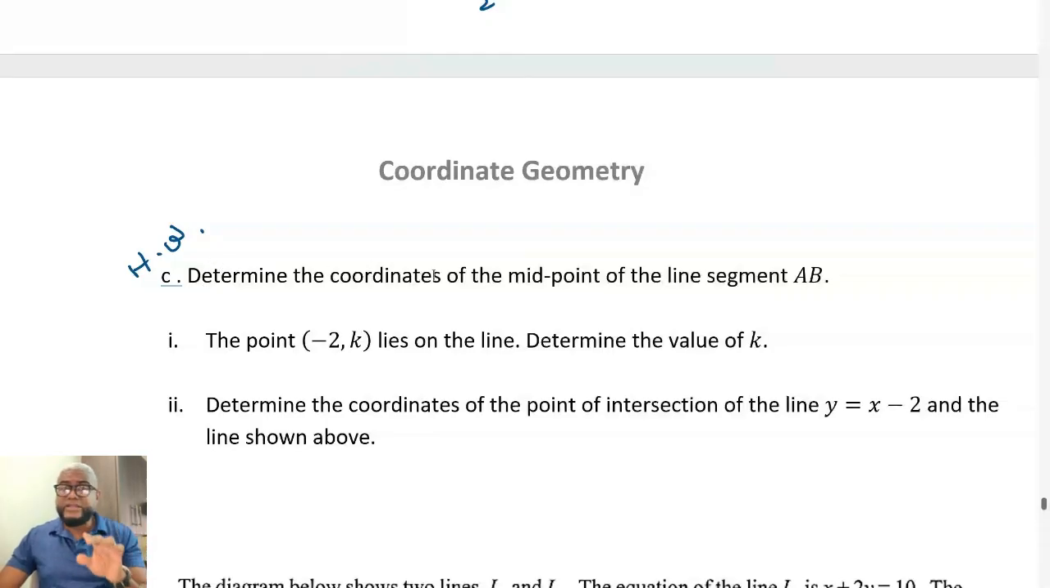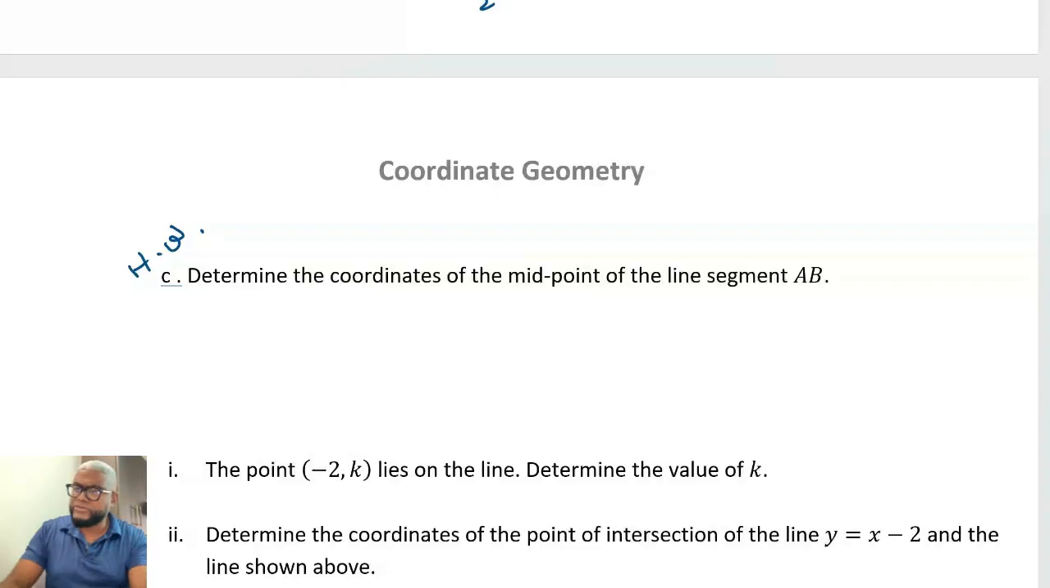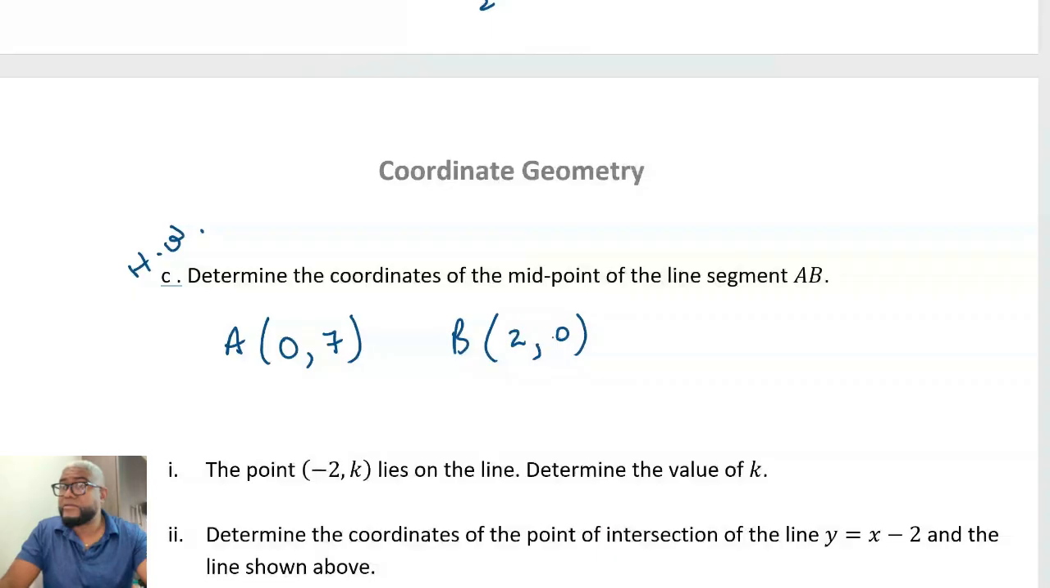So let me go. Determine the coordinates of the midpoint of the line segment AB, right? Nobody did my homework, so I want you all to do this now. The line segment AB, we had 2 coordinates on the line. So A would have been 0, 7, remember, and B would have been 2, 0.